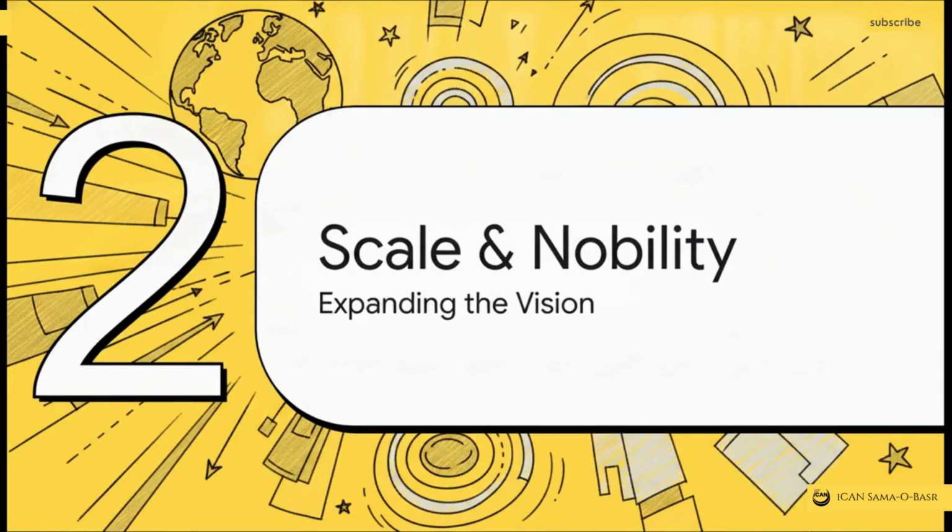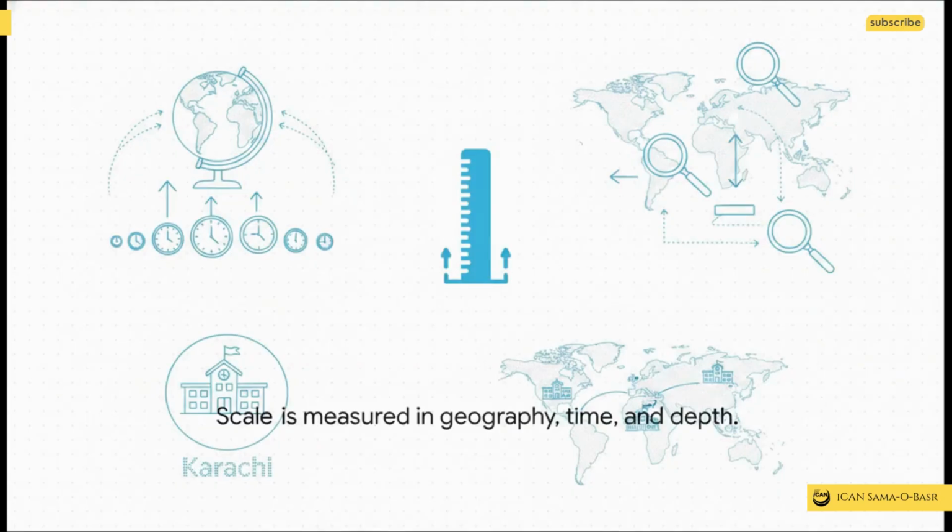Moving right along to Section 2, scale, nobility, and correctness. This is where things get expansive, and your vision really starts interacting with the world around you. So scale asks exactly how expansive your idea really is, and we measure this in geography, time, and depth.